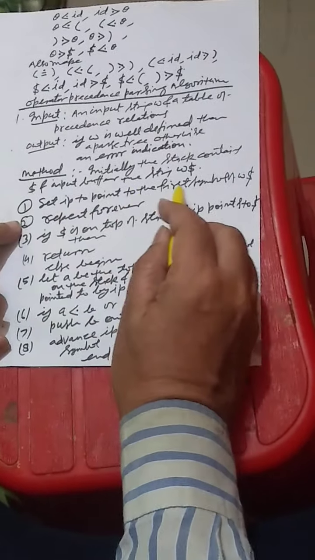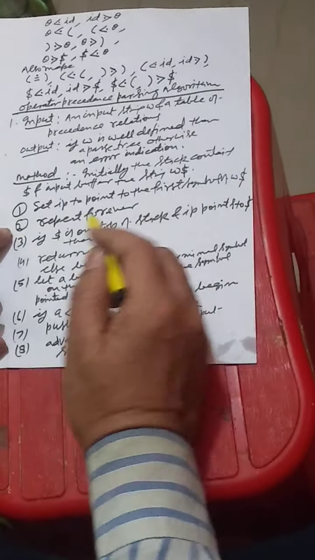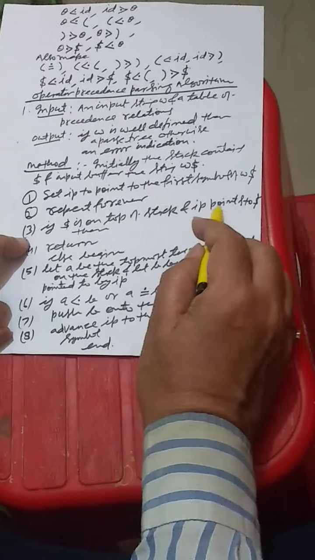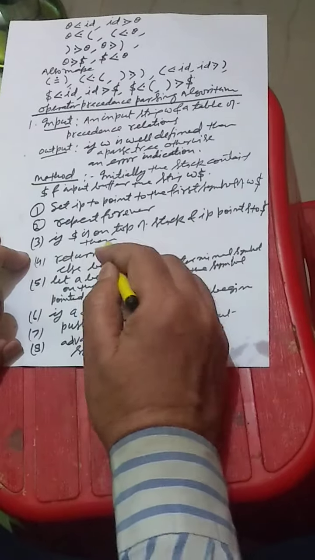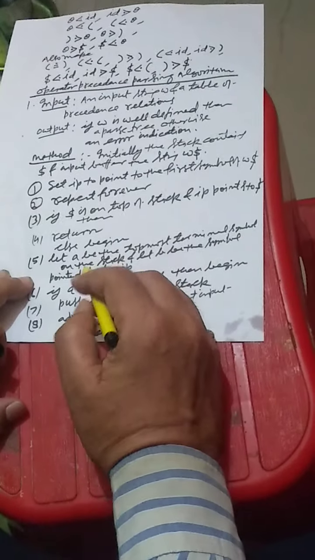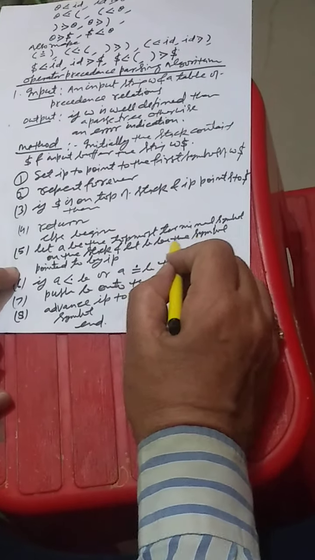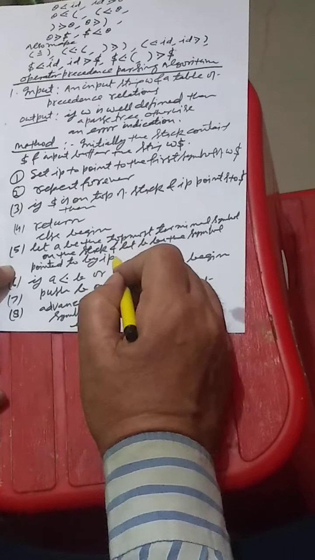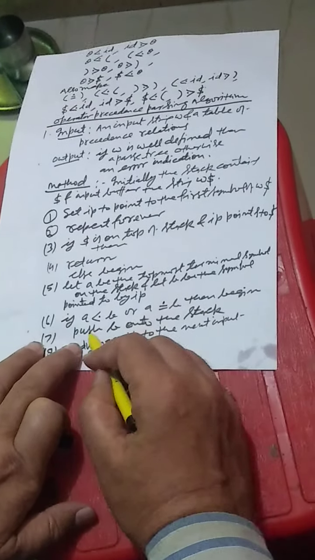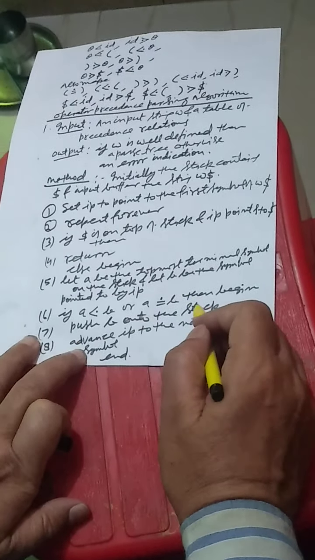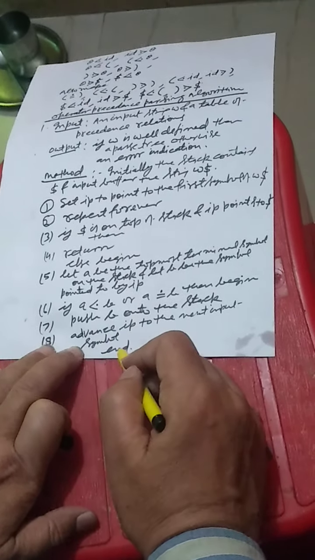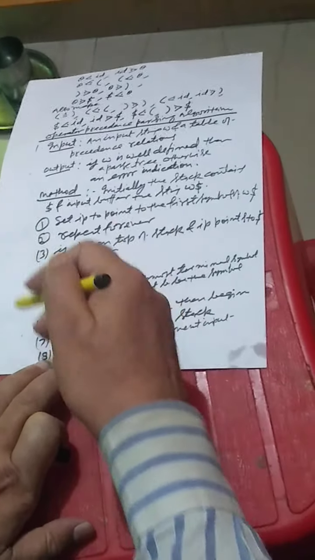First, set IP to point to the first symbol of w dollar. Second, repeat forever. Third step, if dollar is on top of the stack and IP points to dollar, then return, else begin. Let A be the topmost terminal symbol on the stack and let B be the symbol pointed to by IP. If A is less than B or A is equal to B, then begin: push B onto the stack. Next step, advance IP to the next input symbol, and this is the end. So this will be repeated again and again.